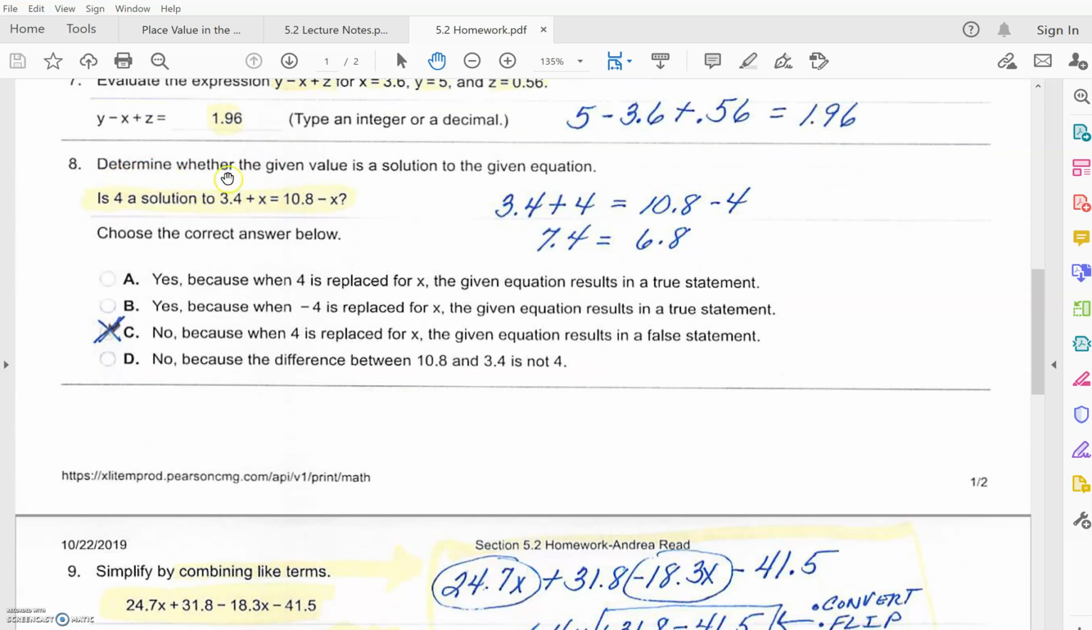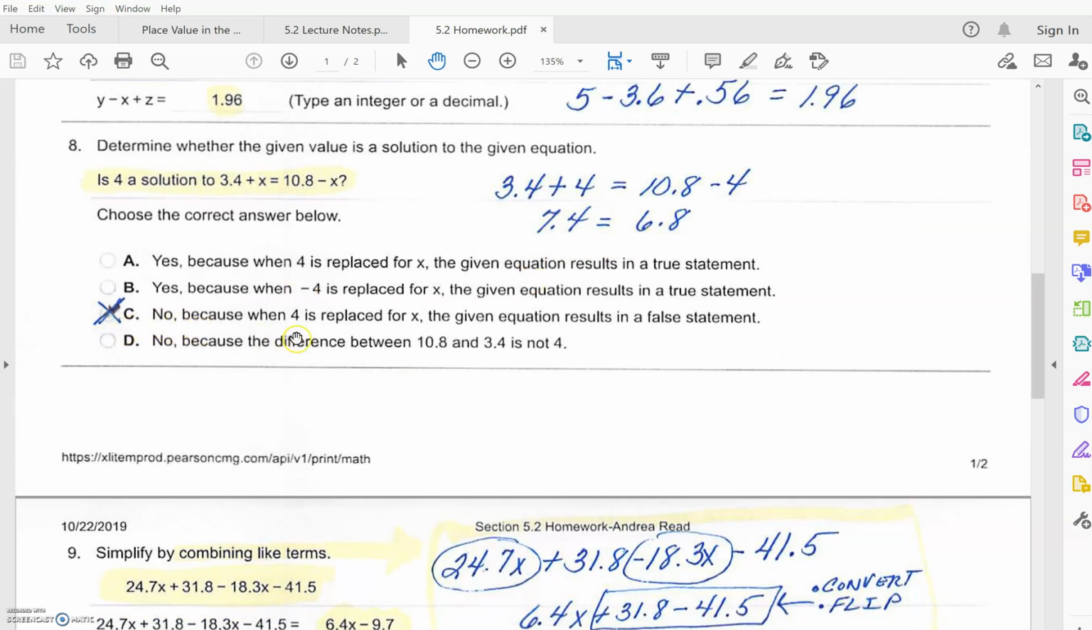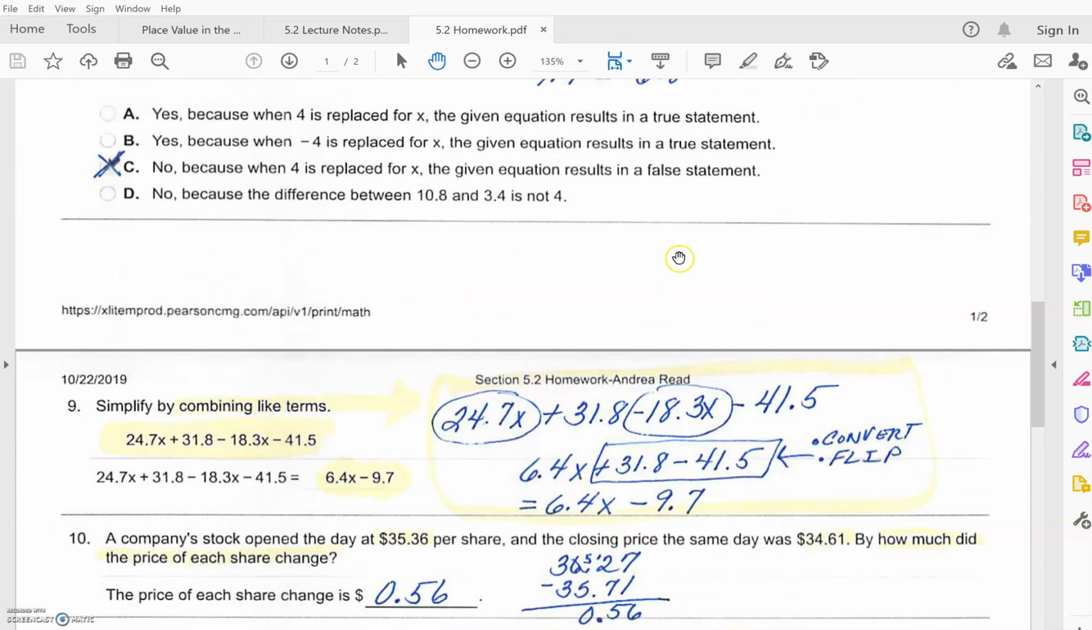Now it's asking, determine whether the given value is a solution. That means is 4 a solution to this equation. That just means if you plug in the 4 where the x stands, is the value on the left equal to the value on the right? And you can see that my answer is no, because when 4 is replaced with x, the given equation results in a false statement, because 7.4 is not equal to 6.8.